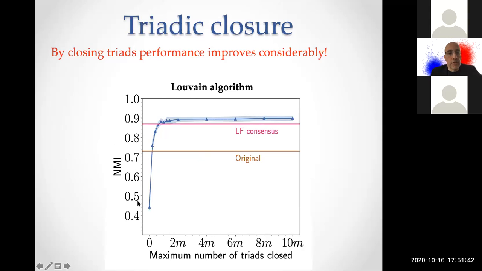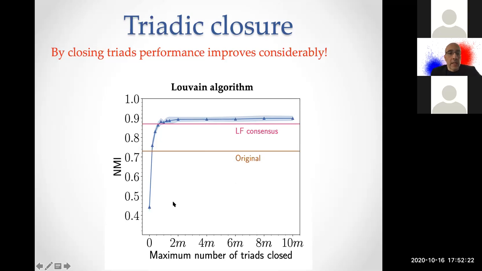This is the normalized mutual information. This is again a test on our benchmark, so you know what the clusters are. And this is the number of additional edges that you're introducing in the system to close the triads. So these two lines indicate the NMI, basically the similarity between the partition found by the original algorithm on our benchmark and the natural partition of the benchmark, whereas the magenta line indicates the value of the NMI if you apply the full consensus procedure I told you before.